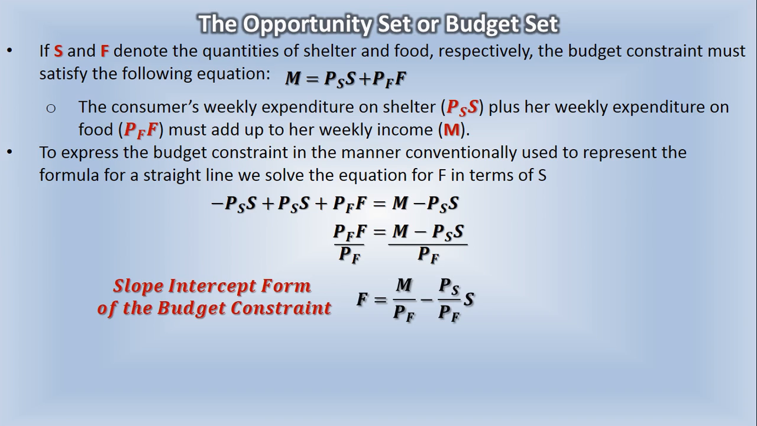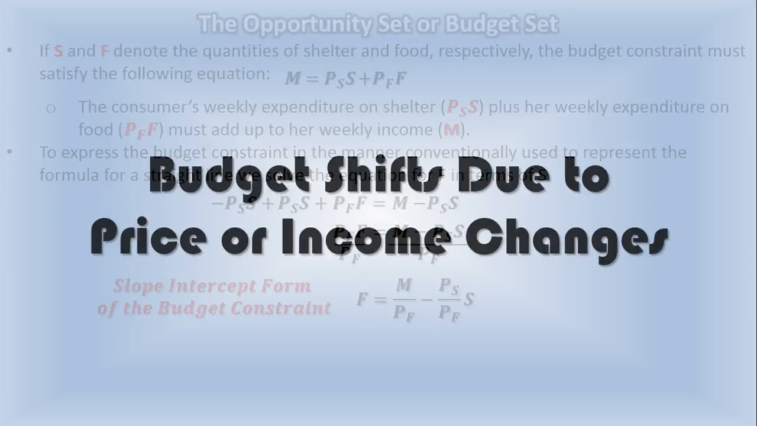And then the slope of the budget constraint can be represented as a negative ratio of the price of shelter to the price of food, or also just the price of the good on the x-axis to the price of the good on the y-axis.